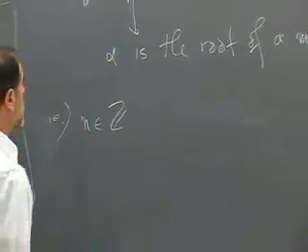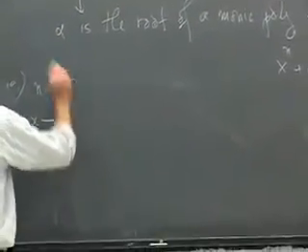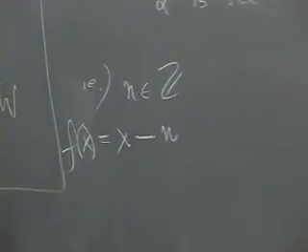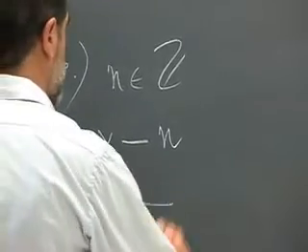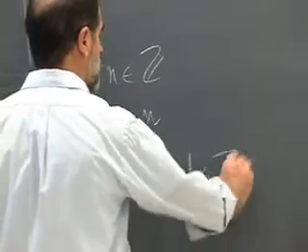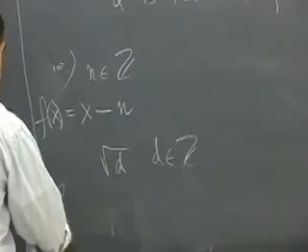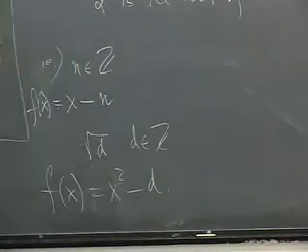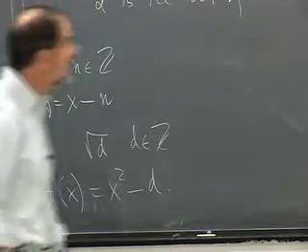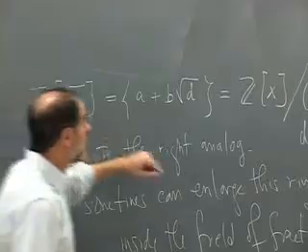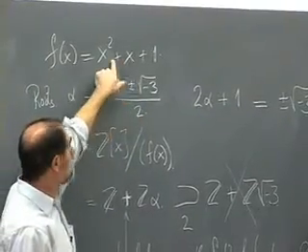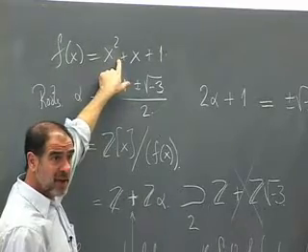Because an integer is the root of this polynomial. Okay, another example. Square root of d for d in Z, because that's the root of the polynomial x squared minus d. That's an algebraic integer. Another example. This is an algebraic integer because it's the root of this polynomial, which is monic with integer coefficients.